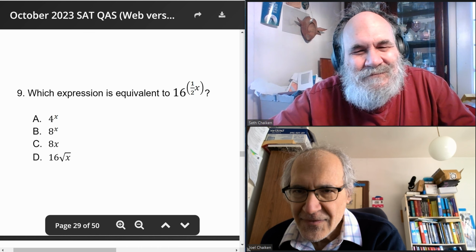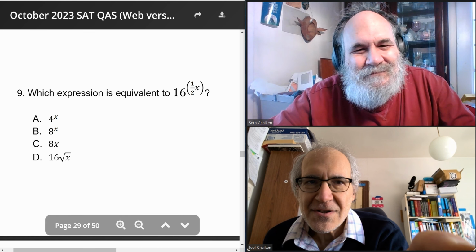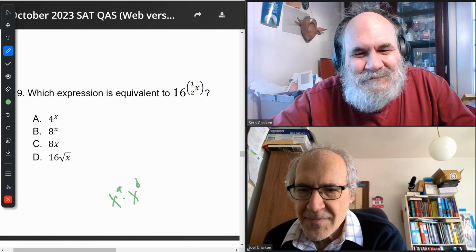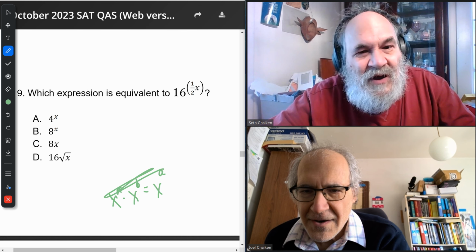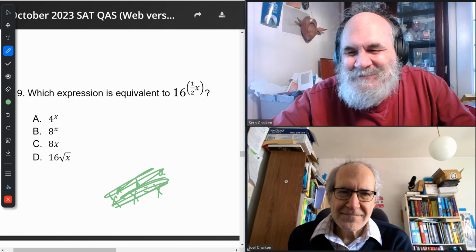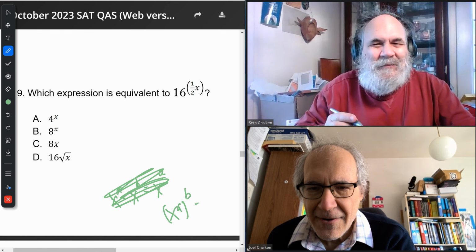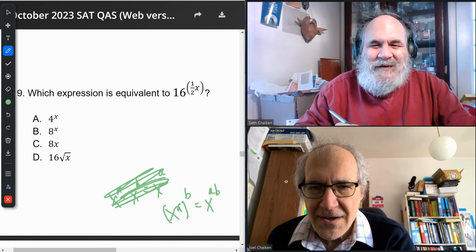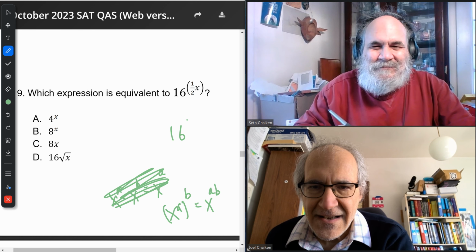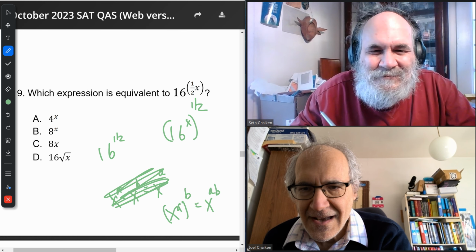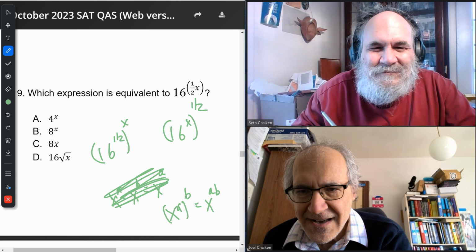We're going to use... Oh, I have to put annotation on. This is x to the a times x to the b is x to the a. Mm-hmm. No. No, it's not. This is x to the a to the bth power is x to the a times b. So this is 16 to the half power raised to the x power.